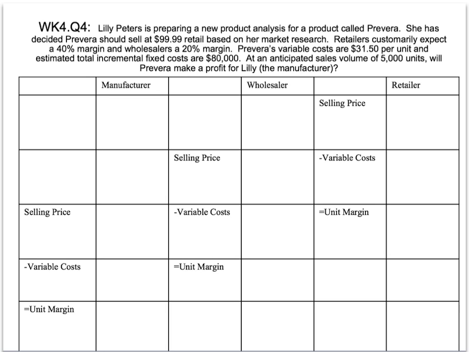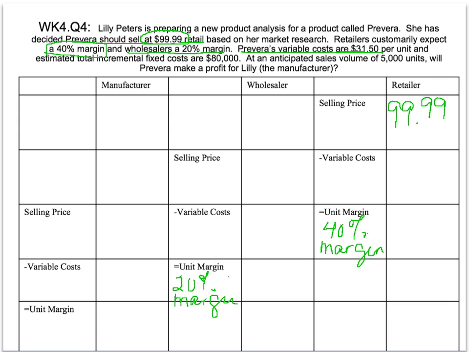So let's start with the information that we know here. We know that Lily thinks that Prevera should sell at $99.99 retail, which means that that's what you and I would pay as the end consumer. So that's the retailer's selling price. We know that retailers customarily expect a margin percentage of 40%, so we'll just jot that down there. And wholesalers expect a 20% margin. We know that Prevera's variable costs are $31.50. And there we've got our fixed costs and our anticipated sales volume. That's going to come in later in the next slide as we calculate our break even.